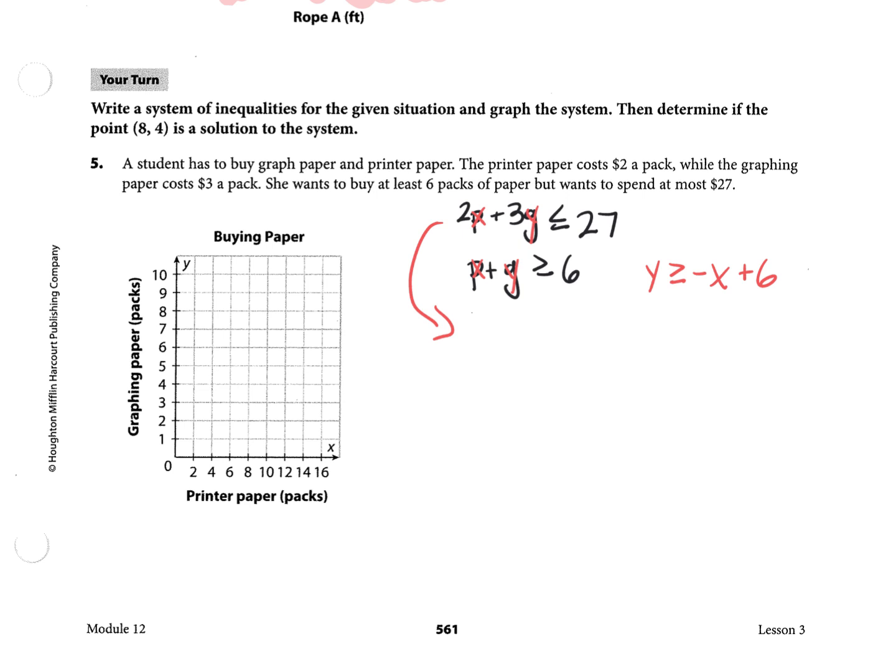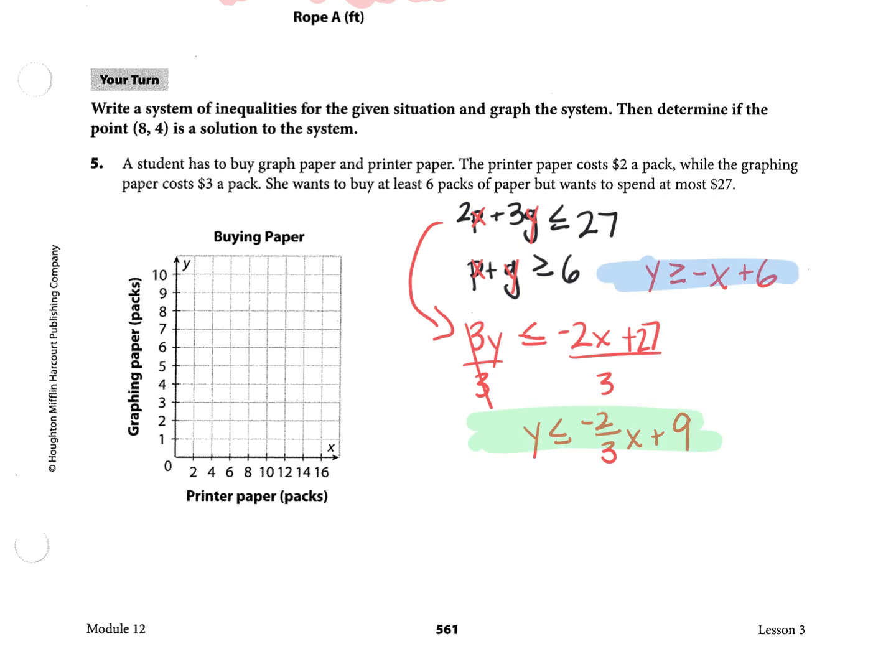This one, we would move the 2x over, and then we'd have to divide by 3. So y is less than or equal to negative 2/3 x plus 27 divided by 3 is 9. All right, I'm going to do the top equation in blue and the bottom one in green. So it starts at 6, and it goes down 1 over 1. And it is solid. And since it says y is greater than, it should be shaded above.